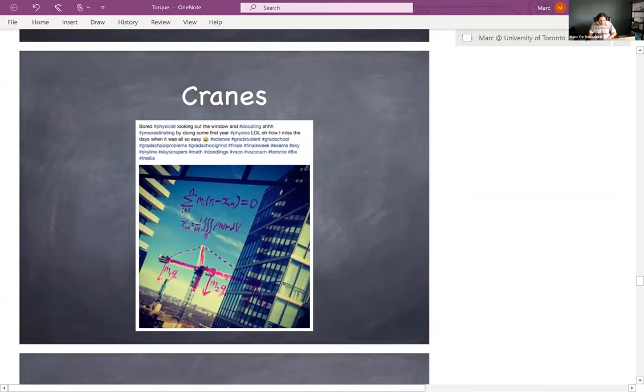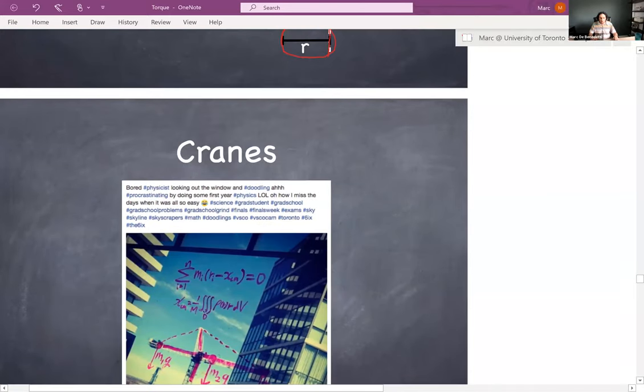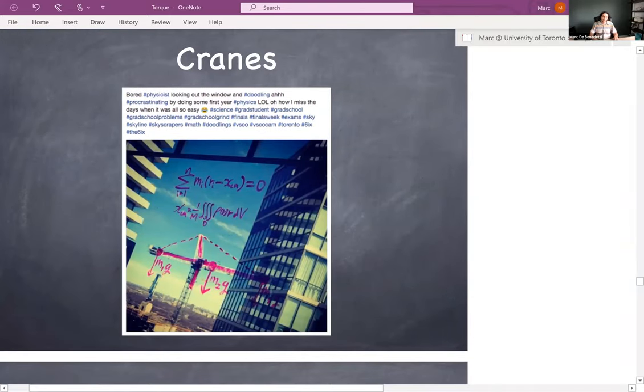Okay, cranes. Cranes operate on a similar principle. You'll notice that this is exactly the image for the course webpage on Canvas. This is actually a real image from the downtown campus, on St. George Street, across from the physics building, the McLennan Physical Labs. The engineering department built a new engineering building across from MP and across from Burton Tower. So this picture was taken a few years ago of the construction of the engineering building.